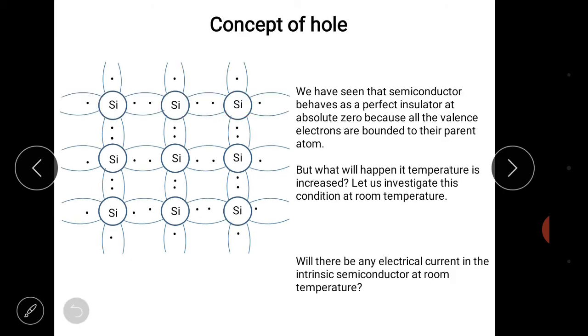Now the concept of hole. We have seen that a semiconductor behaves as a perfect insulator at absolute zero because all the valence electrons are bound to their parent atoms. But what will happen if the temperature is increased? Let us investigate this condition at room temperature. Will there be any electrical current in the intrinsic semiconductor at room temperature?